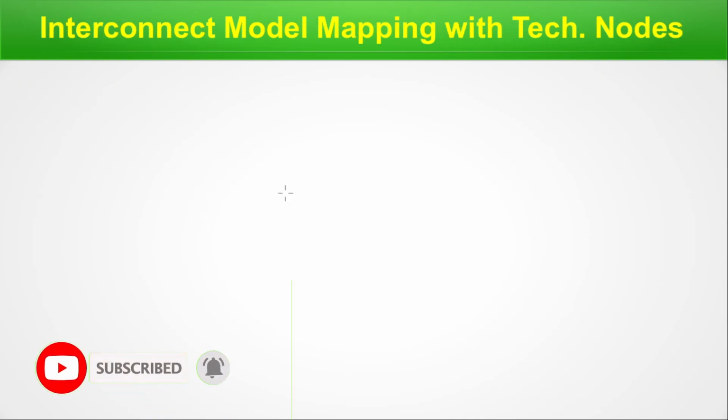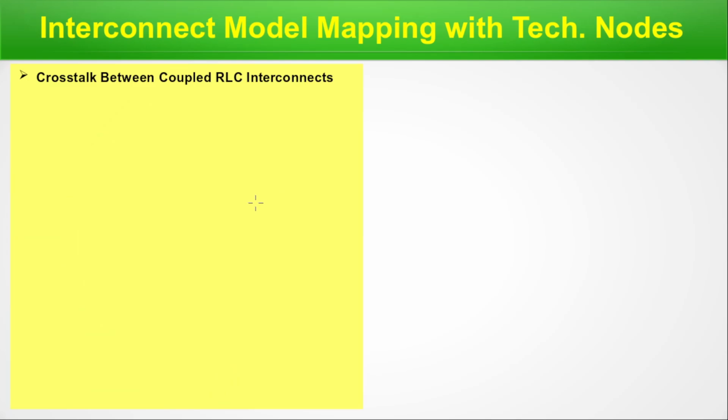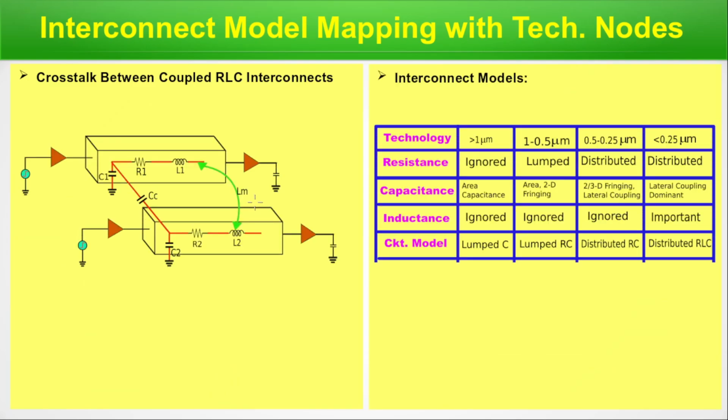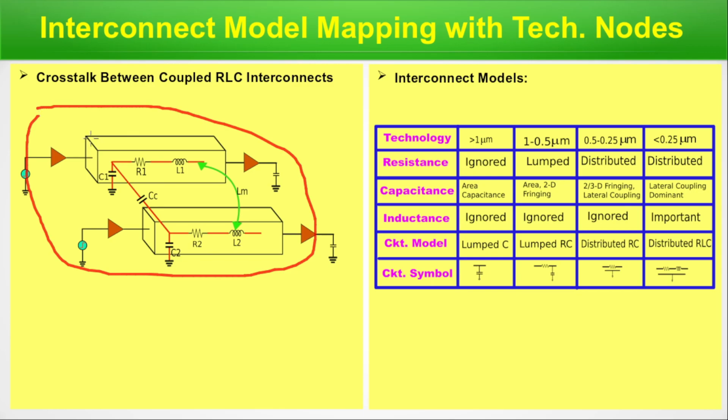Interconnect model mapping with tech nodes. There is a diagram showing two pieces of interconnects. And just to remind us, an interconnect is not just a piece of metal. It's basically capacitors, resistors, and inductors. So this is the model for the first piece of interconnect, and this is the C2, R2, L2 for the second piece of interconnect, and they are running parallel. There is a mutual capacitance and there is mutual inductance. So this is the scenario.